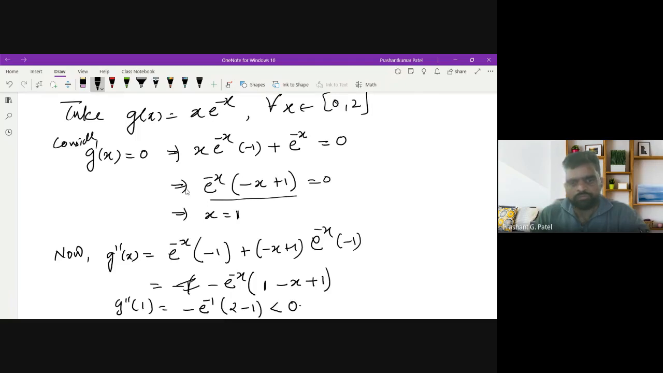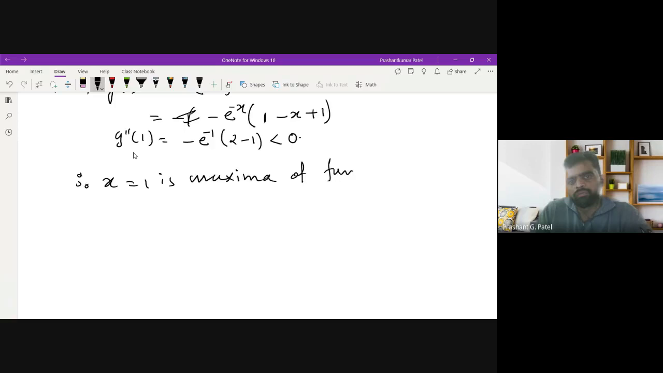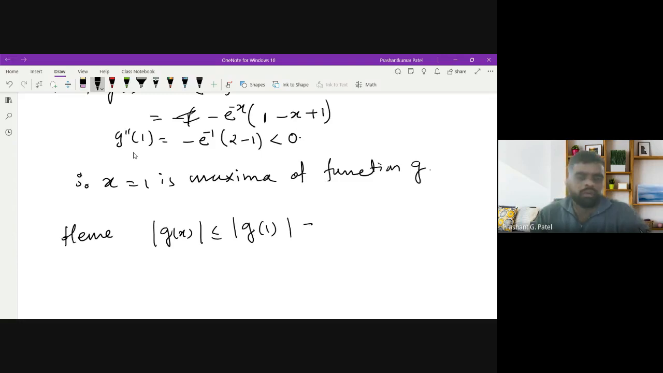So therefore x equal to 1 is a maxima of function g. Hence mod of g of x is less than or equal to g of 1. But g of 1 is 1 into e power minus 1, that is 1 upon e.